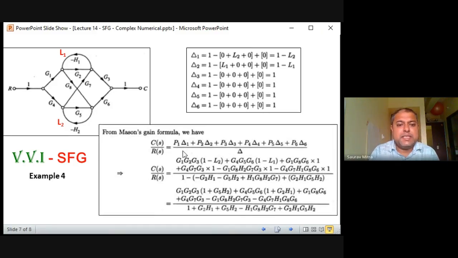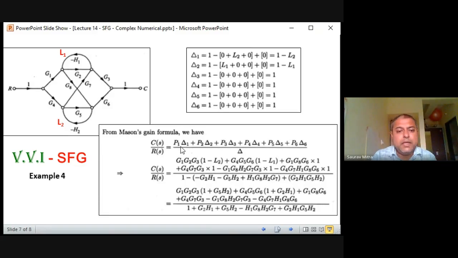So C(s) by R(s) is P1 into delta 1. What is P1? P1 is this G1, G2, G3. So this is G1, G2, G3 multiplied by 1 minus L2. Now what is 1 minus L2? 1 minus L2 is 1 plus G5 H2. So this is the first term in the numerator, that is G1, G2, G3 multiplied by 1 plus H2, G5. Second term, that is G4, G5, G6, multiplied by 1 minus L1, because this G4, G5, G6 is not touching this L1.